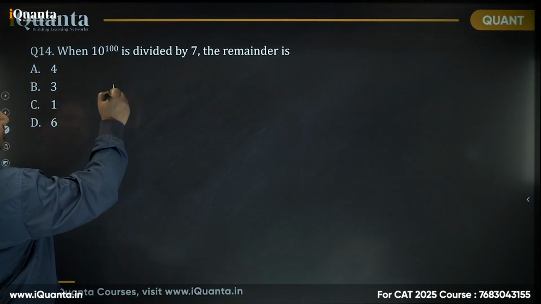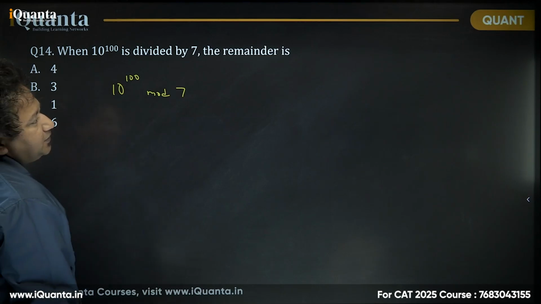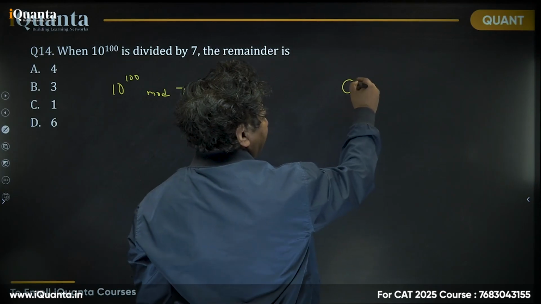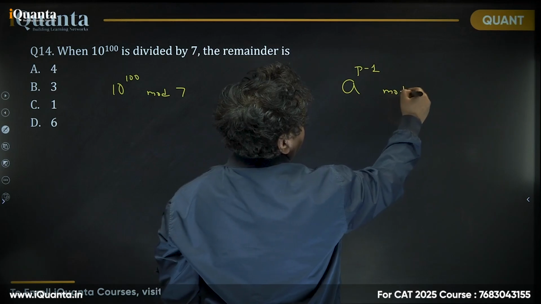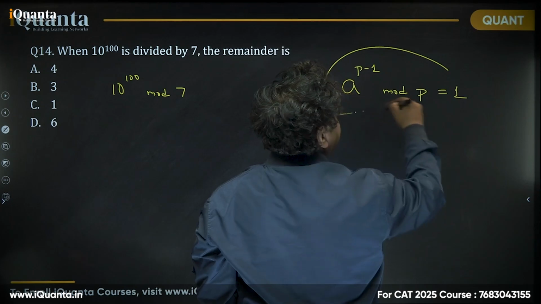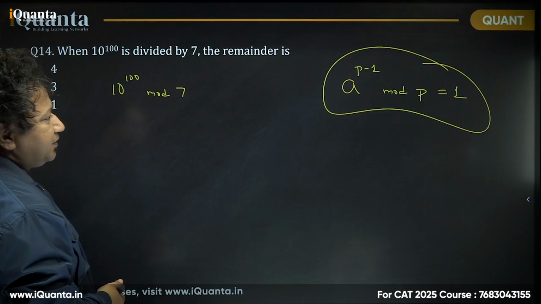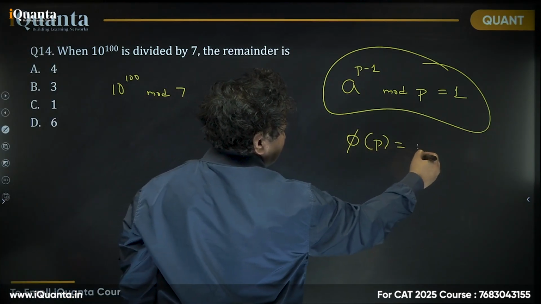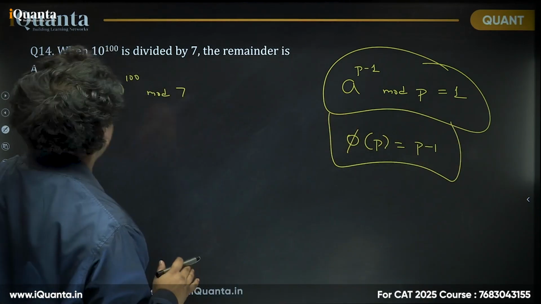So if I have 10 to the power 100 mod 7, here we can see that 7 is a prime number. And if it's a prime number, what essentially happens is, if I have a dividend called a and its power is p minus 1, where p is prime, if I divide this by p, the remainder will be 1. It's known as Fermat's Little theorem. It's also an extension of Euler's theorem because phi of p is always equal to p minus 1. We've done that in class, and based on this we can solve this question.